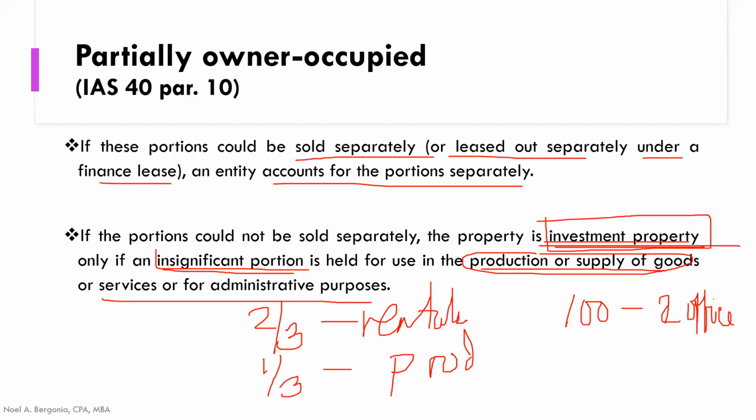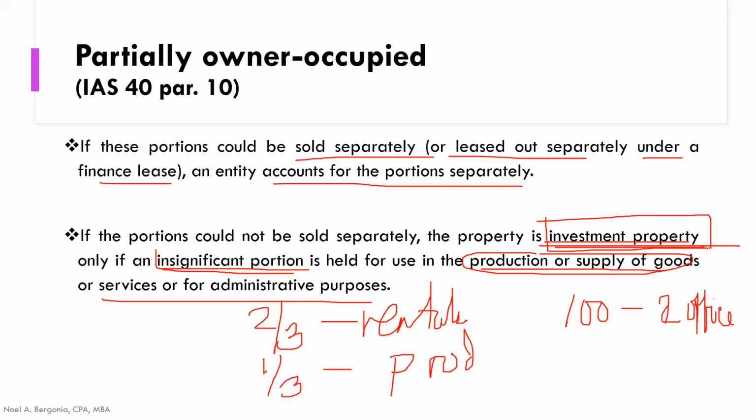Okay, so there is a need for the entity to assess it, no, if it could not be sold separately. Okay, so I hope that that is clear. Okay, so again, if you do have questions, please let me know. So that is for our partially owner-occupied property.